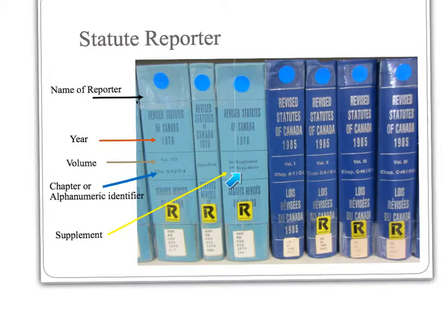The supplements are revisions that were made during the year of consolidation and missed the publication of the books themselves and then were published as a supplement afterwards. There can be a first supplement, second supplement, or third supplement. That becomes part of the citation as well.